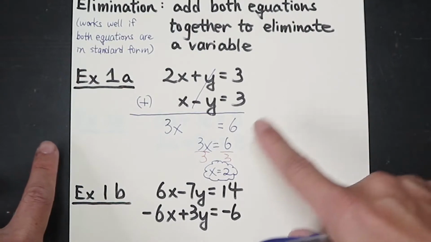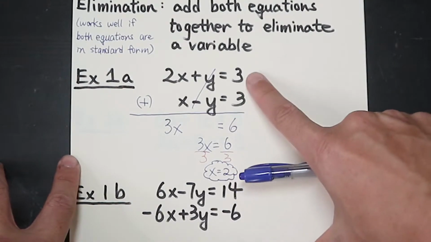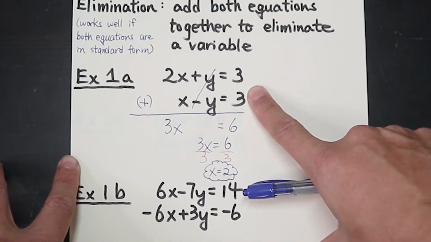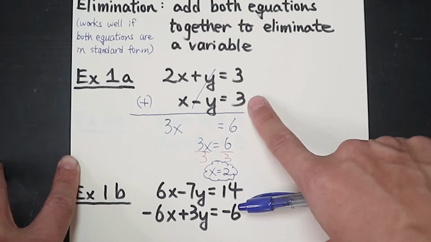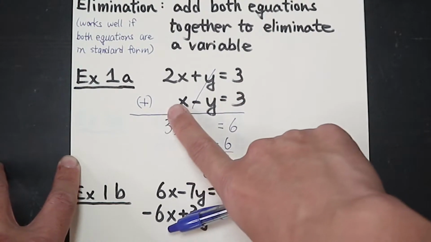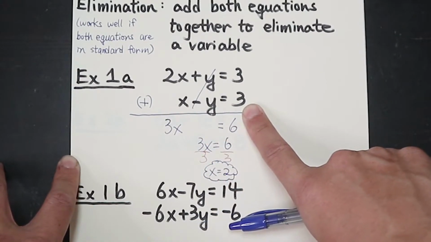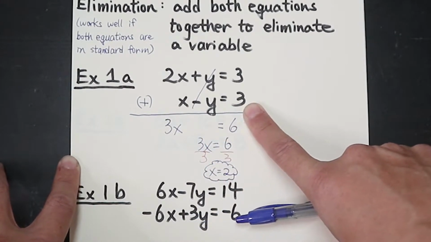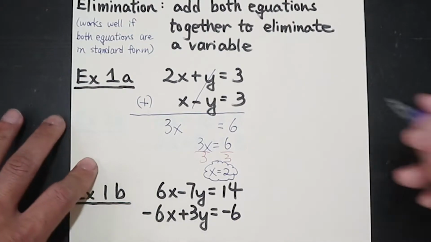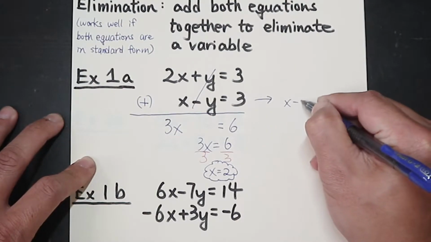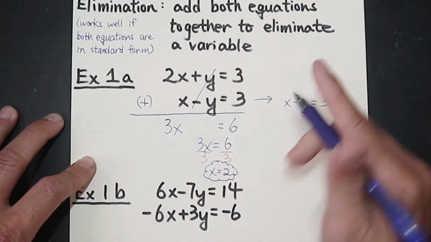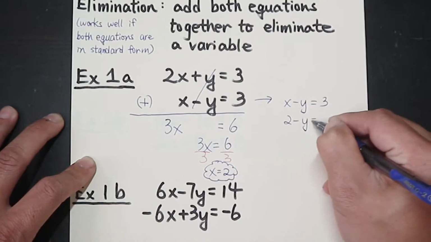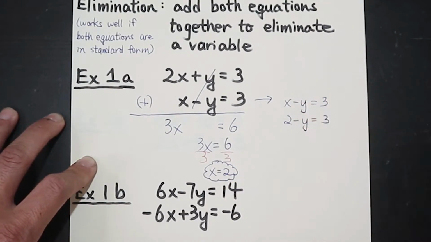So guess what? You're going to plug the 2 into one of these two equations to find what y is. Now, which one seems easier to you? If I were you, I would pick the bottom one because the bottom one seems to be shorter and probably less numbered, in terms of just looking at it. So I'll rewrite this equation, x minus y is equal to 3. Replace the x with 2, so 2 minus y is equal to 3.